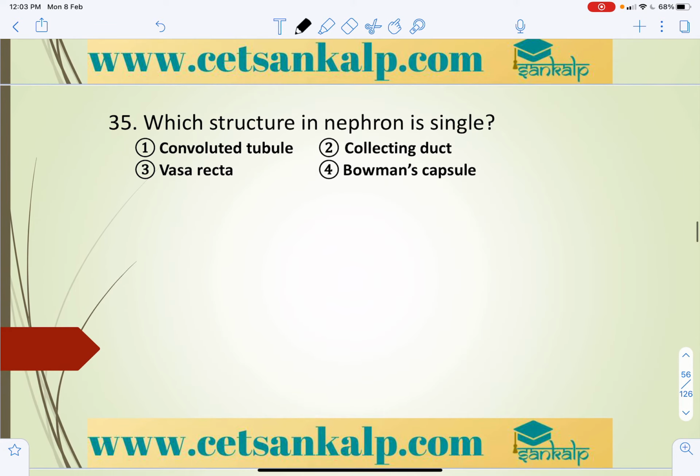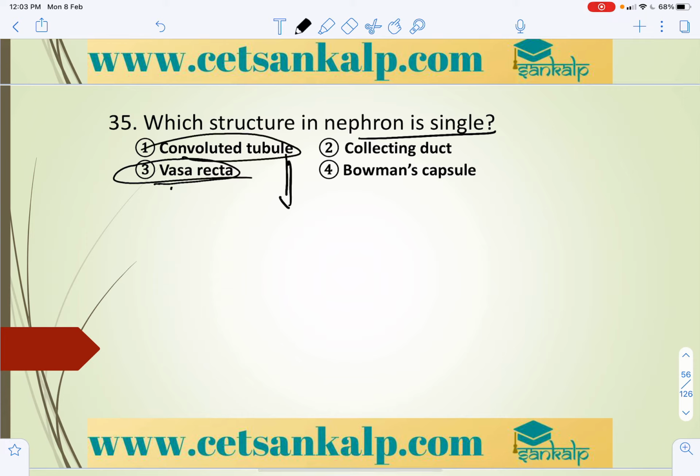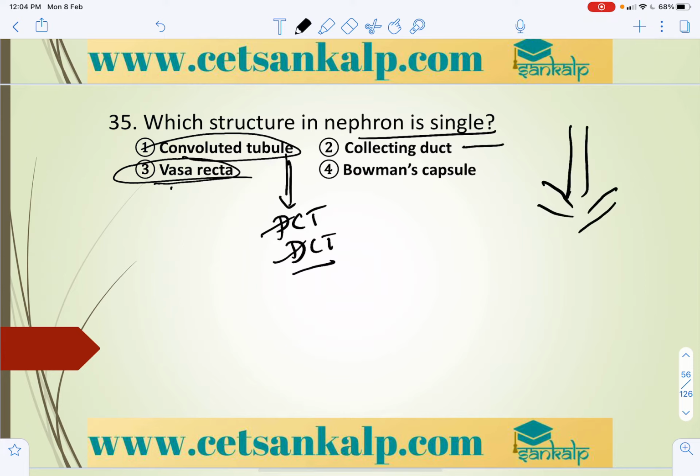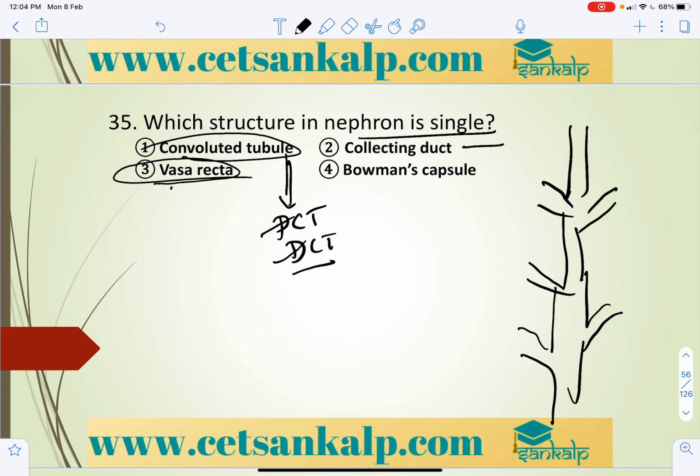Next, which structure of the nephron is single? Generally the vasa recta is a network, and the convoluted tubules, the proximal convoluted tubule and the distal convoluted tubule, are not single, there are pairs. And the collecting duct, many collecting ducts receive the openings of the connecting tubes of many nephrons. So that is also something we can't select.